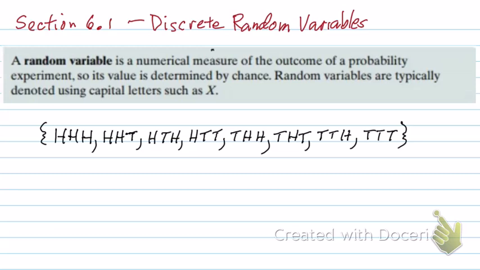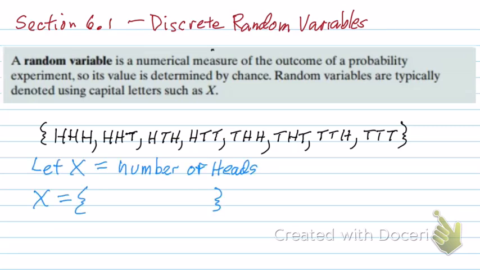So I could say, all right, let's let random variable X, and you're going to see X used a lot for random variables, and sometimes capital Y and sometimes capital Z, but X is the big one. Let's let capital X stand for the number of heads. Okay, so does X fit the definition? Is it the outcome of a probability experiment? Yeah. Its value is determined by chance? Yeah. So look what I'm doing here. I'm just saying, all right, I'm going to get a certain number of heads.